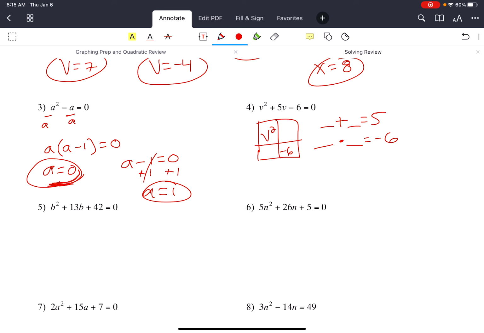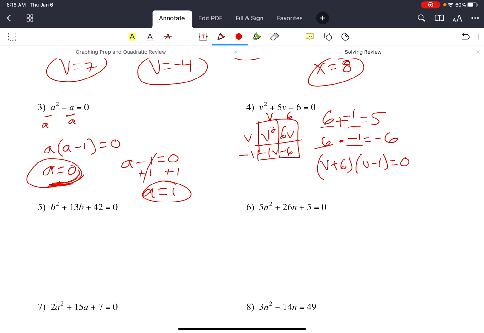Anyone think they got the puzzle? Anyone? Regina? It's 6 and -1. Great job. Okay, take out the GCF in each row and column. V plus 6 times V minus 1 equals 0.